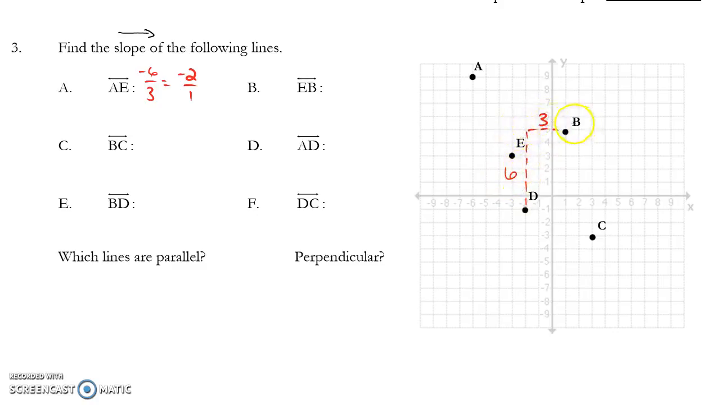Up 6, right 3 is positive over positive. I get 6 over 3. That simplifies to 2 over 1. Go ahead and press pause and try to find the slopes of the other 4 lines here, please.